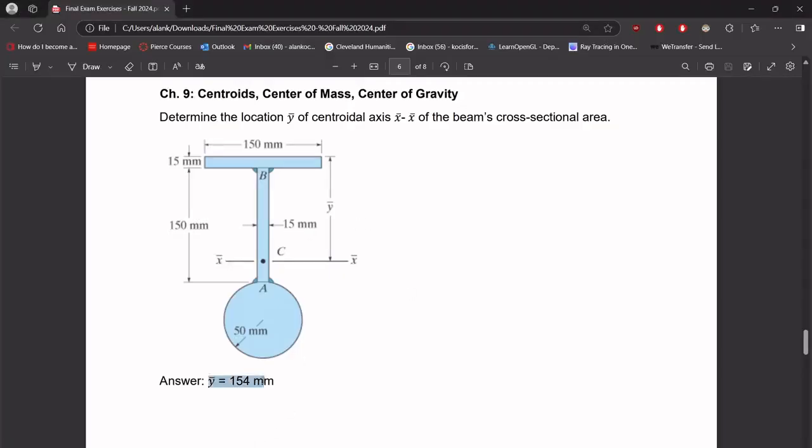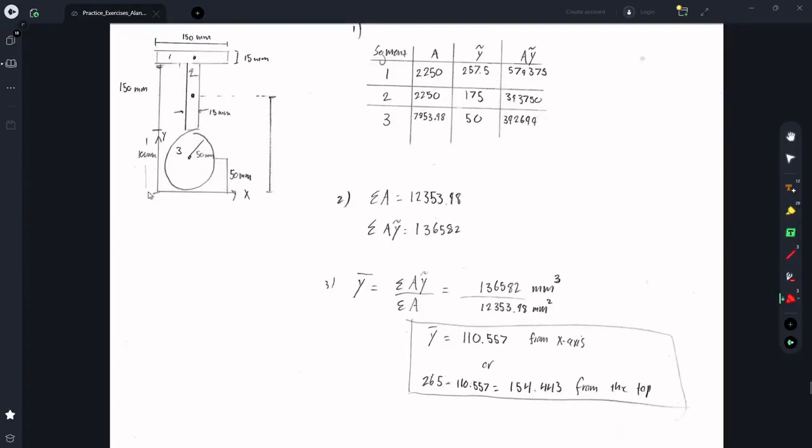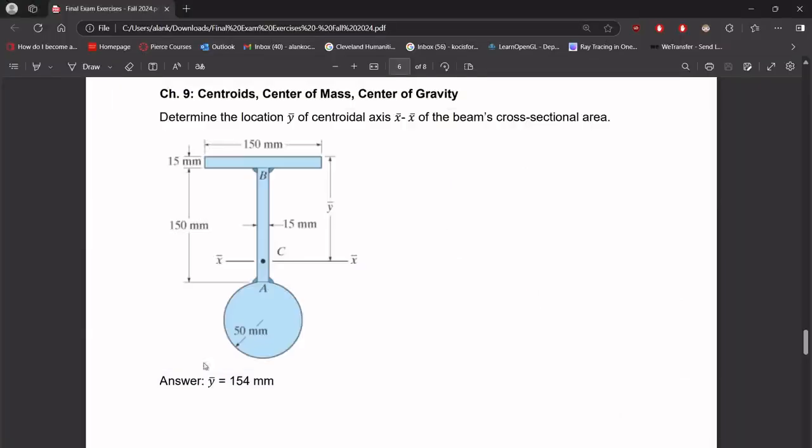I don't know why this answer is measured from the top, but to get it measured from the top, you could just get the total height, which is 100 plus 150 plus 15, which is 265, minus the distance of the centroid from the bottom, which I measured as 110, and then we get the 154 that they have.